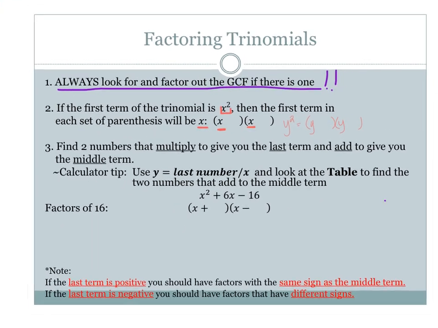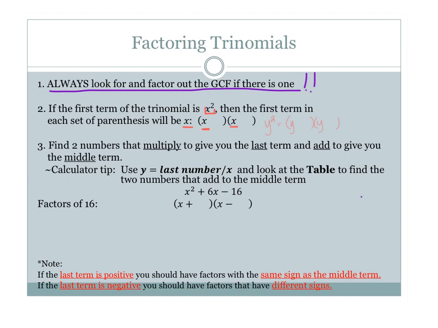Number 3, find 2 numbers that multiply to give the last term and add to give the middle term. Okay. So this is where this calculator tip comes in handy, because I use this all the time. This is like the teacher trick. This is when we use y equals whatever the last number is divided by x. And we look at the table, and it's going to tell us all the numbers that multiply together to equal that number. But if we're lucky, it'll also tell us 2 numbers that add to the middle term.